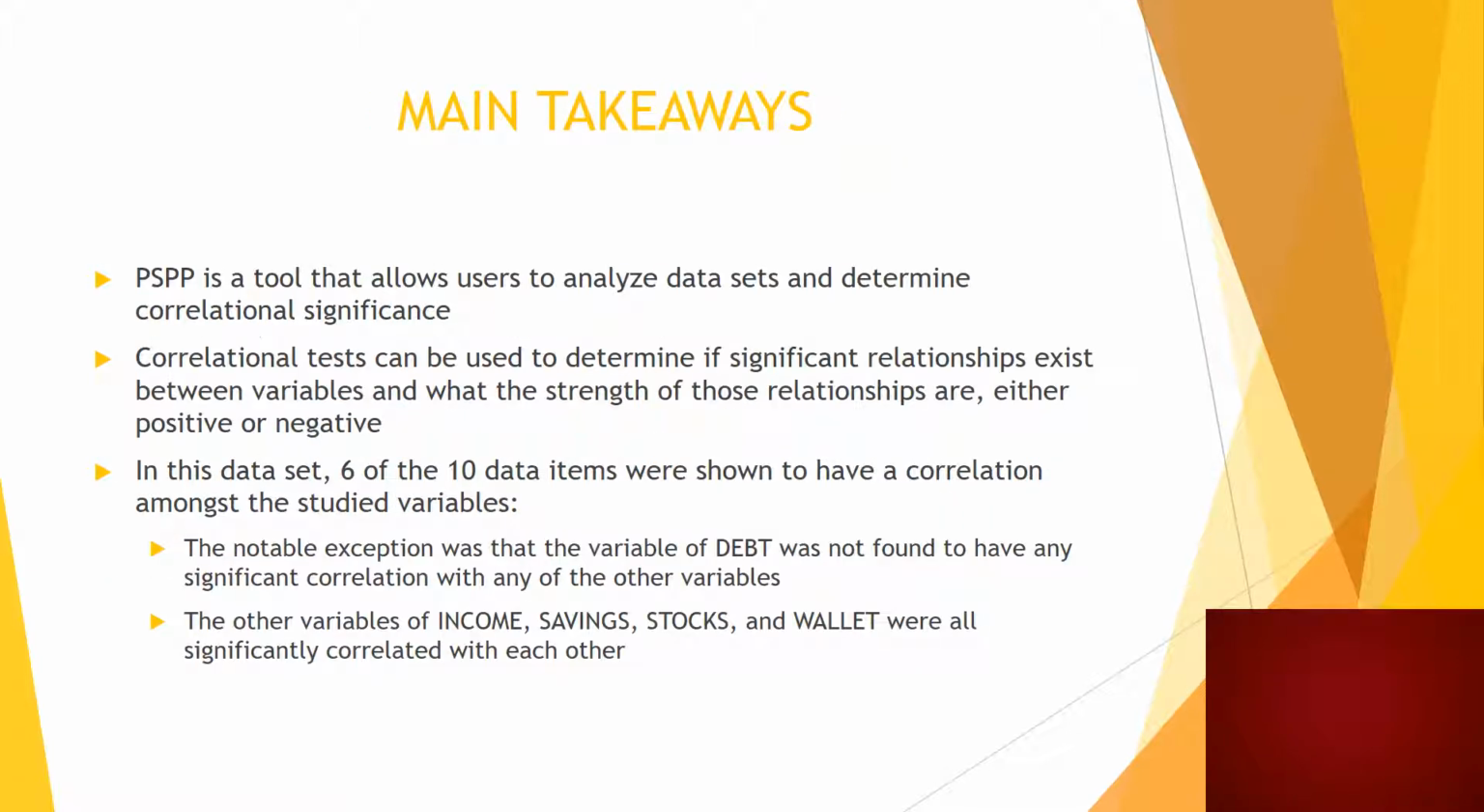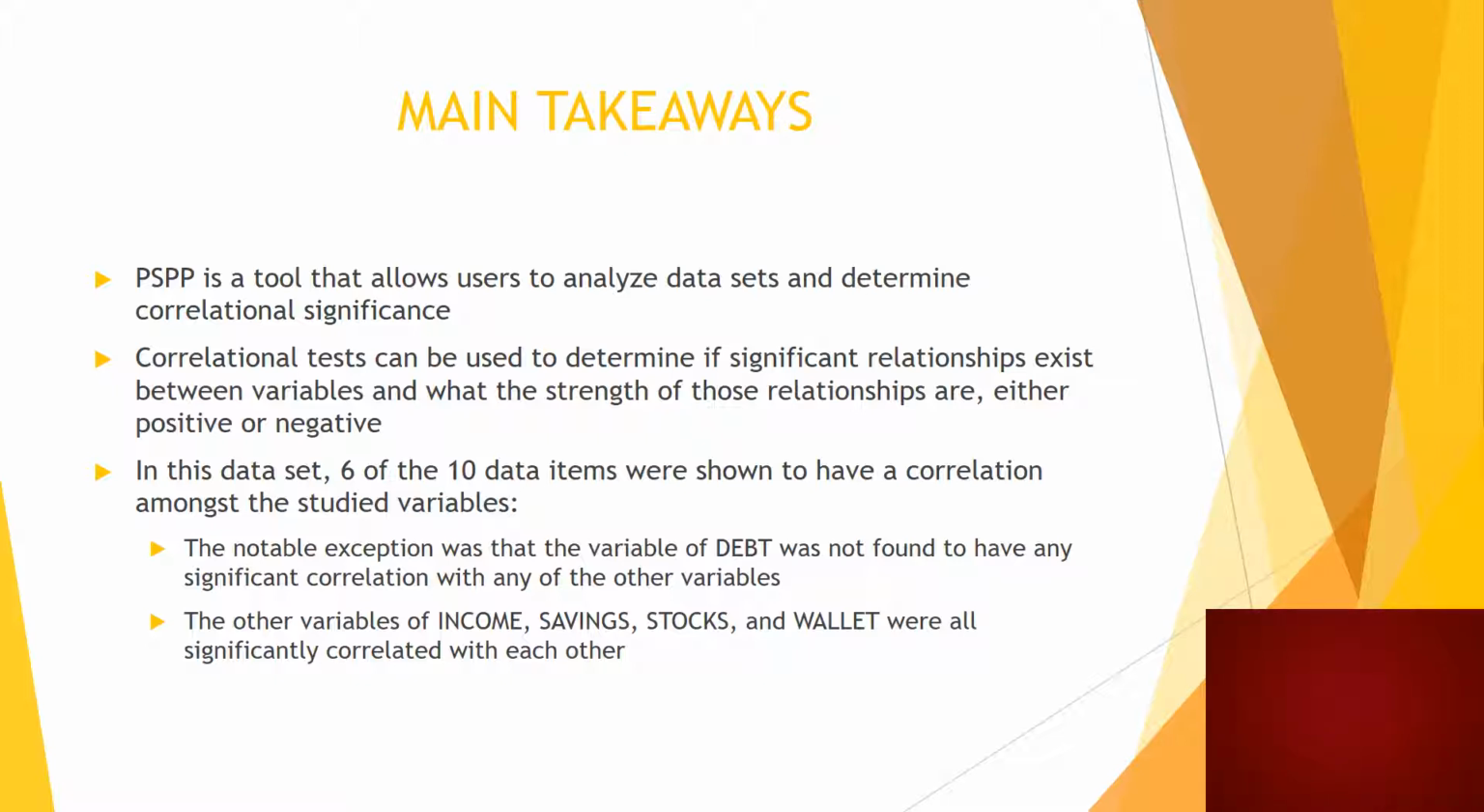the stocks and wallet. So the main takeaways from the results of this data analysis: PSPP, which is the tool that we used, allows users to analyze data sets and determine correlational significance amongst variables. Correlational tests can be used to determine if significant relationships exist between variables and what the strength of those relationships are, either positive or negative.